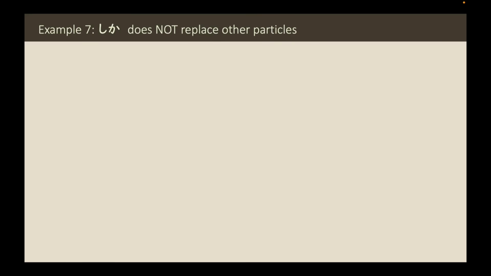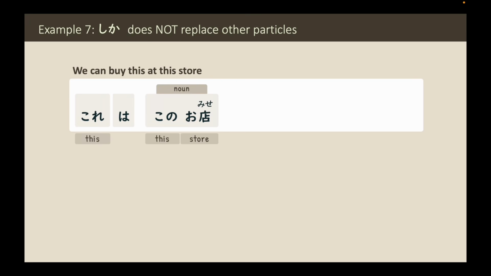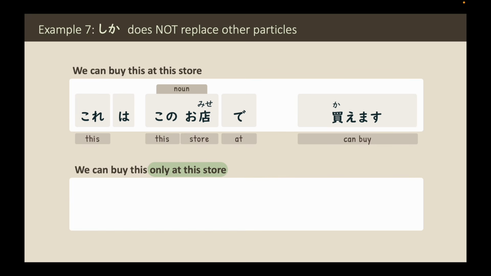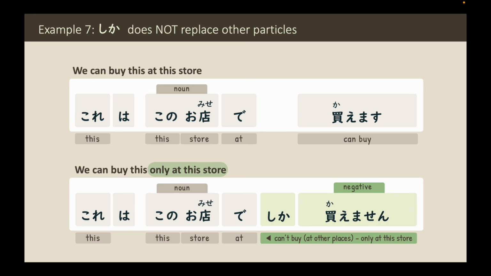Let's say there's something that is sold only at this store. First, can you say, we can buy this at this store? これはこのお店で買えます。Now, how would you say, we can buy this only at this store? これはこのお店でしか買えません。Again, we keep that de particle, which works as at.